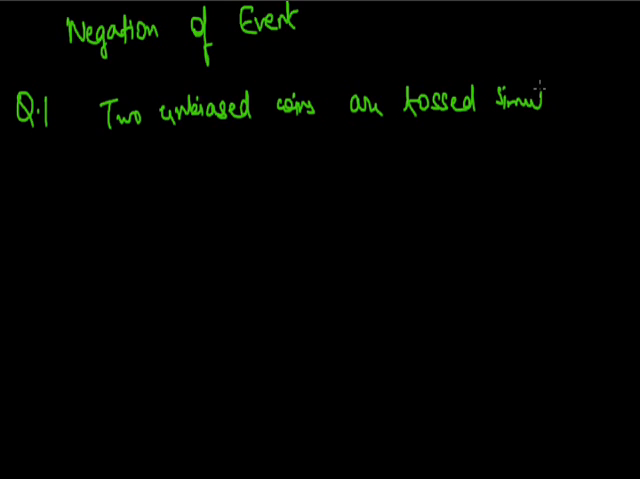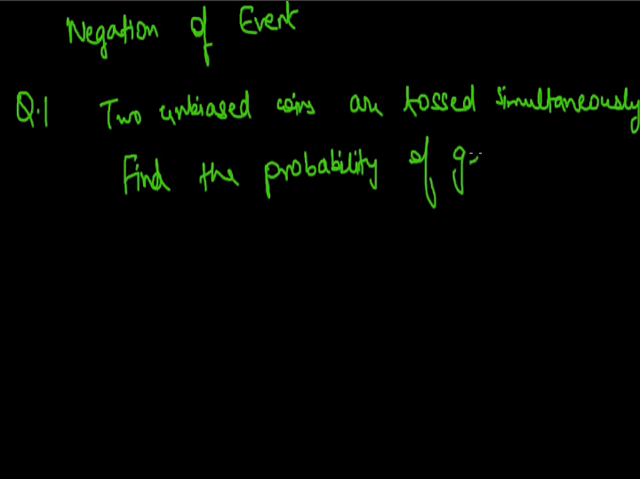So when two unbiased coins are tossed simultaneously, definitely there are some outcomes. First, it is given that there are two unbiased coins which are tossed simultaneously. Accordingly, we have to find the probability of getting two heads. They have asked what is the probability of getting two heads when both coins are tossed simultaneously.